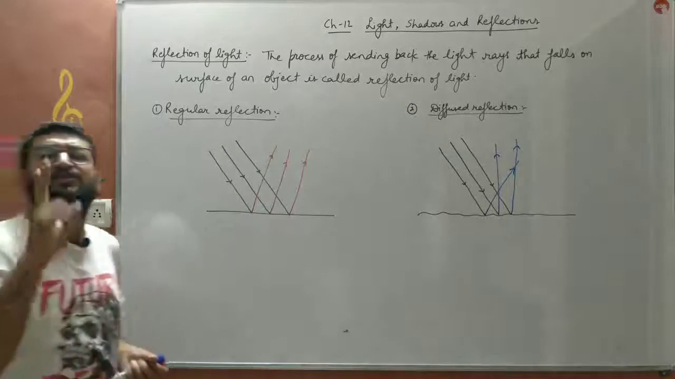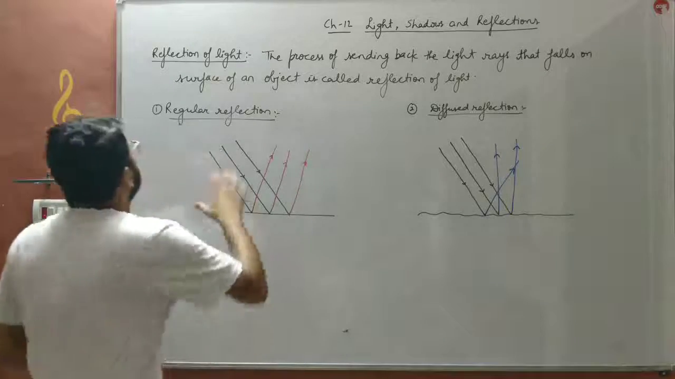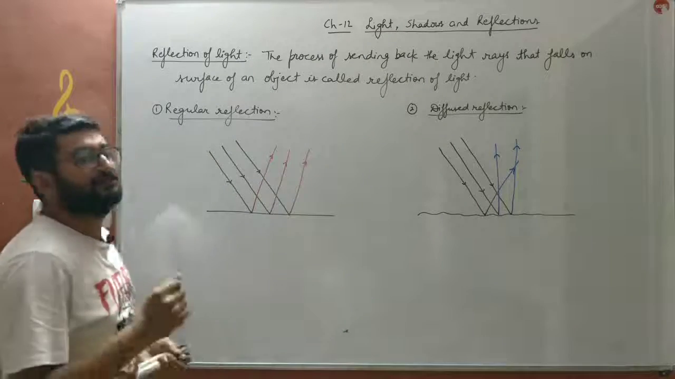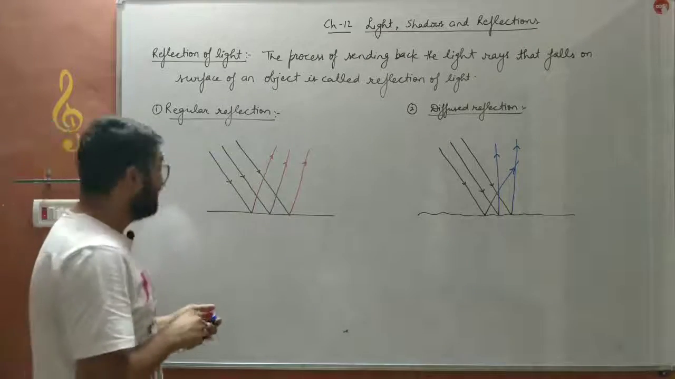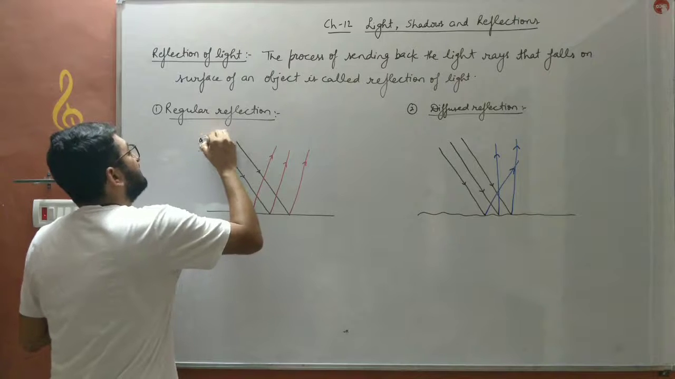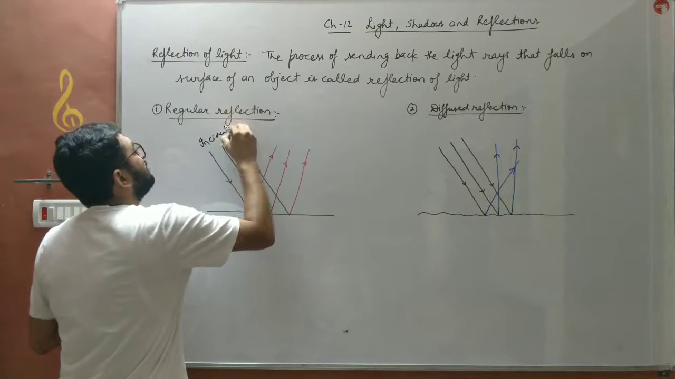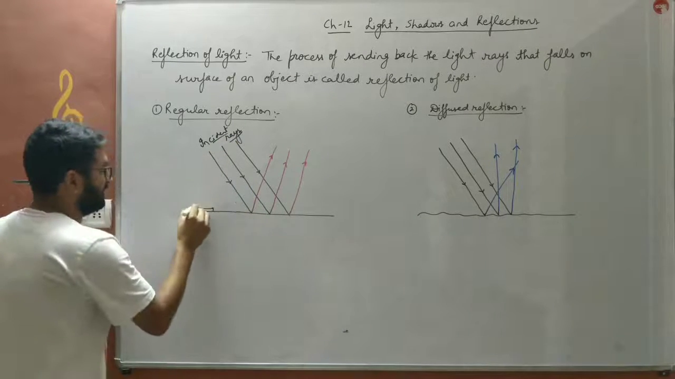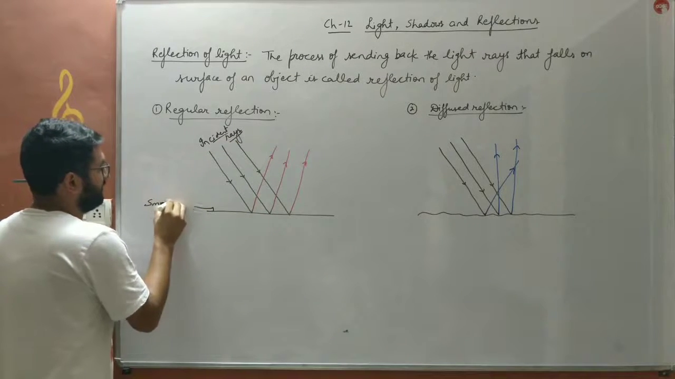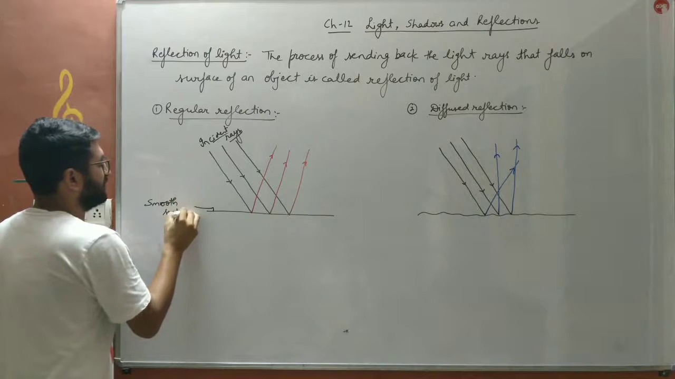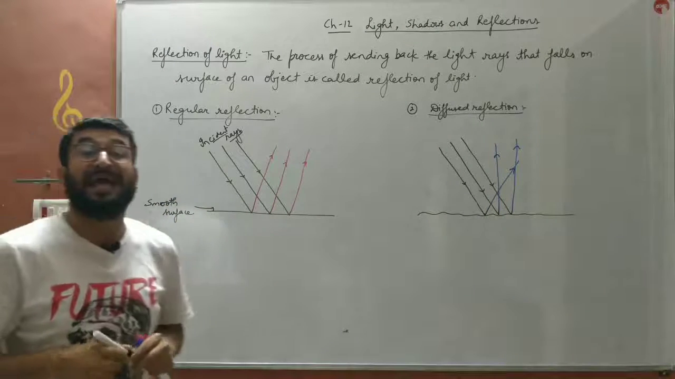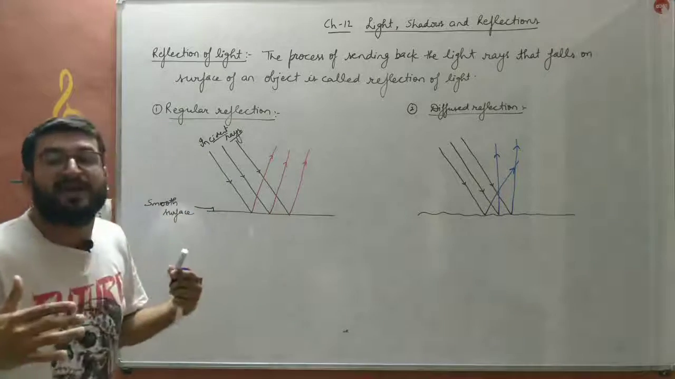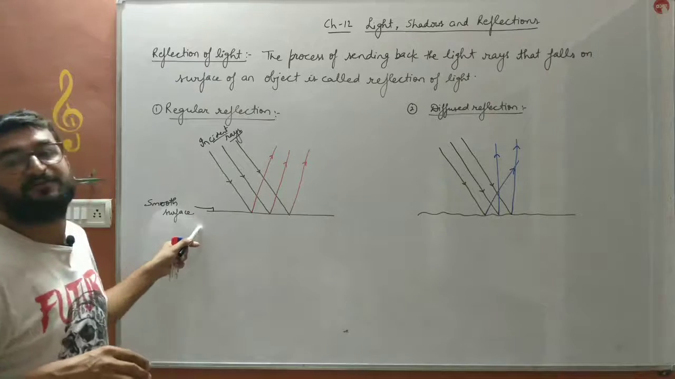This reflection is of two types. One, the regular reflection, and the other one is the diffused reflection. What is regular reflection? When the incident rays, the rays which are striking a surface, fall on a smooth surface. What is a smooth surface? Which does not have irregularities. जिस surface पर ज़्यादा irregularities नहीं है, that is known as a smooth surface.